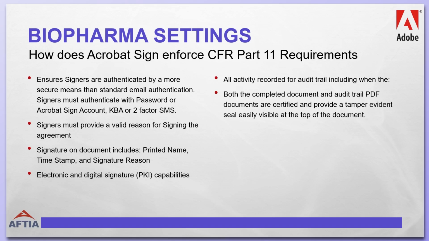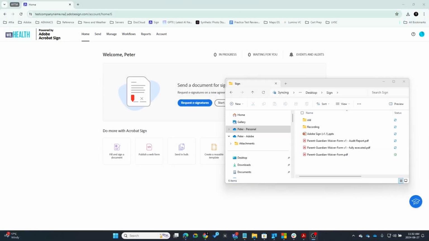The information about who they are, their name, the date and time of signature, and the reason must be embedded in the electronic signature or digital signature itself. All of the activity from start to finish must be included in the audit trail, and then both the audit trail and the signed document must be sealed and provide a tamper evident way of enforcing that that document has not changed since the document was signed.